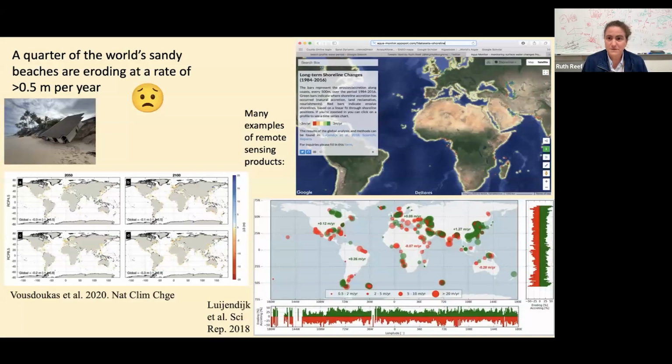And they are retreating, right? This is kind of making sense. Sea levels are rising, so shorelines will retreat. A quarter of the world's sandy beaches are eroding at a rate of more than 0.5 meters a year.